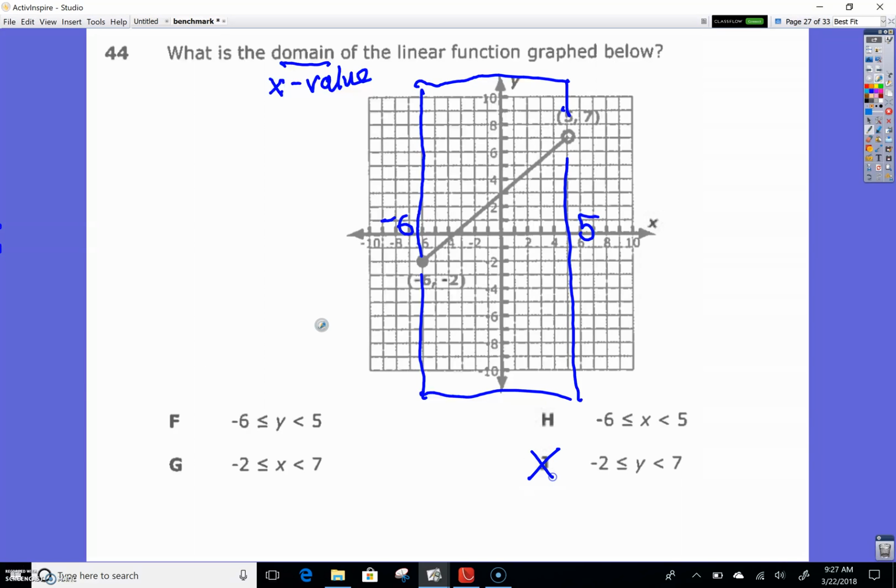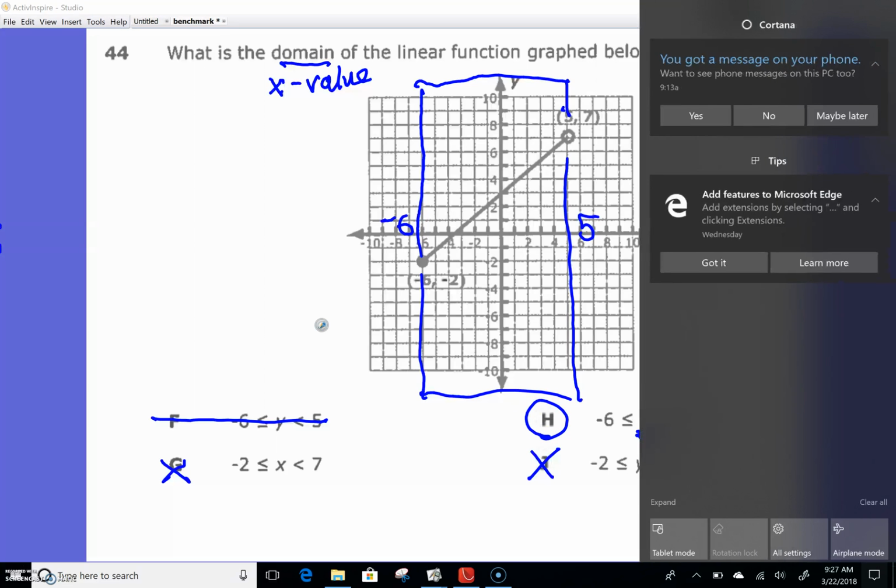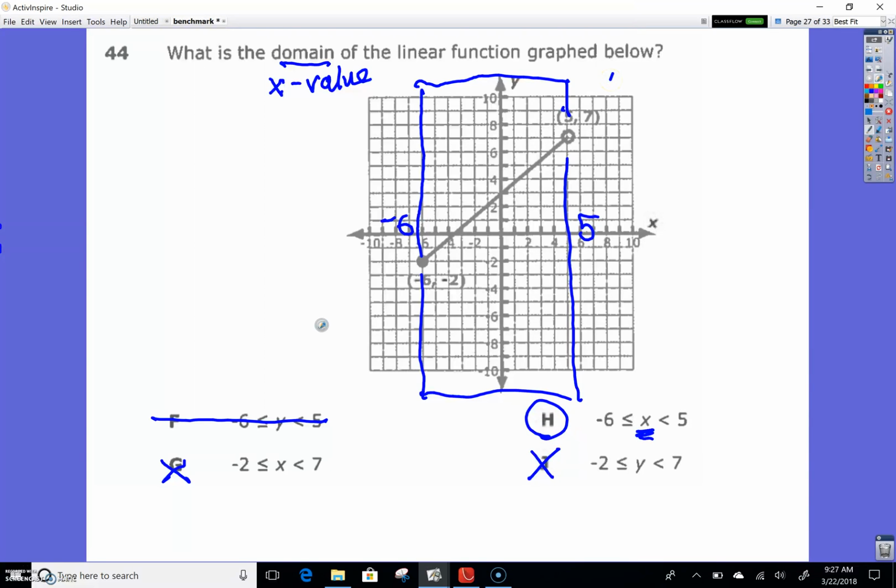So we know this one is wrong, this one is wrong. And remember, domain is x, not y. So this is wrong because the y is x. Okay, 45.